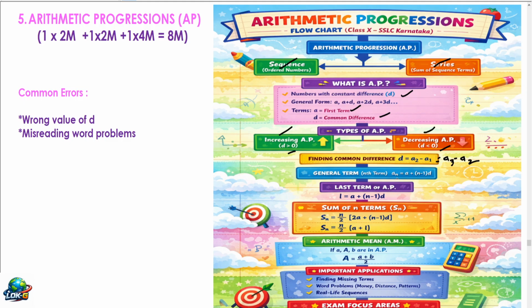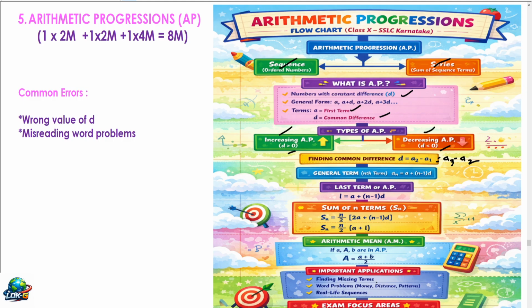General nth term of an AP is given by an is equal to a plus n minus 1 into d. We discussed the derivation of it. Last term of an AP is given by l is equal to a plus n minus 1 into d. Sum of n terms of AP is given by n by 2, when last term is not given, 2a plus n minus 1 into d. And when last term is given, Sn is equal to n by 2 into bracket a plus l. Arithmetic mean: if a, A, b are in AP, then the middle term will be the arithmetic mean between the first and the last, a plus b by 2.